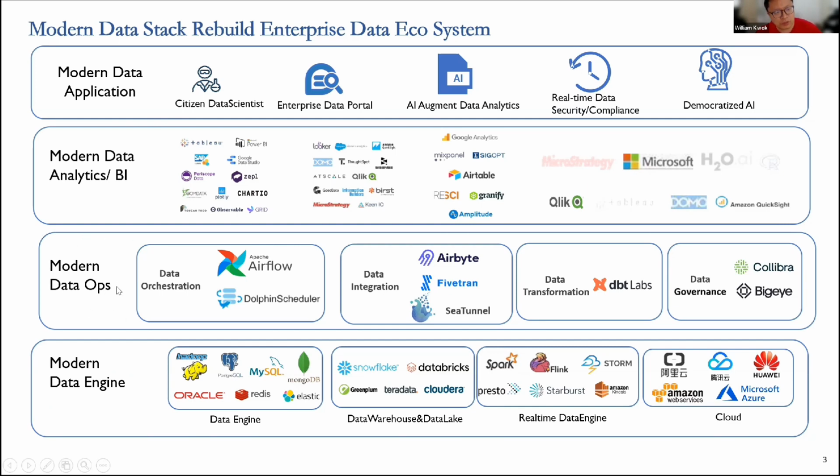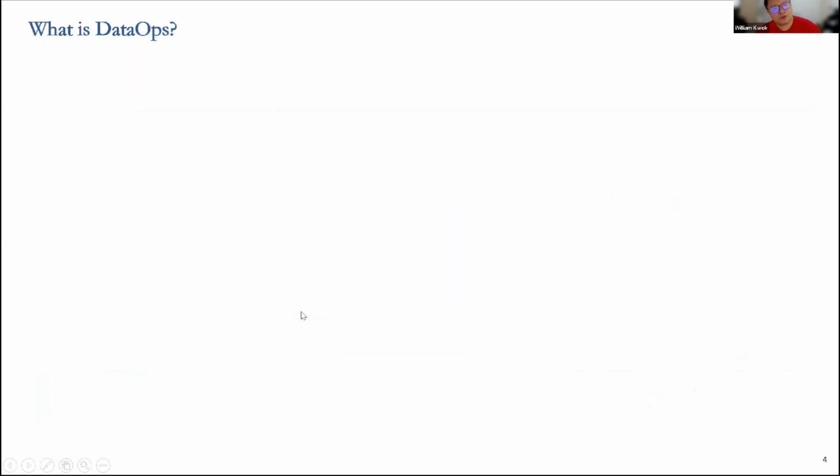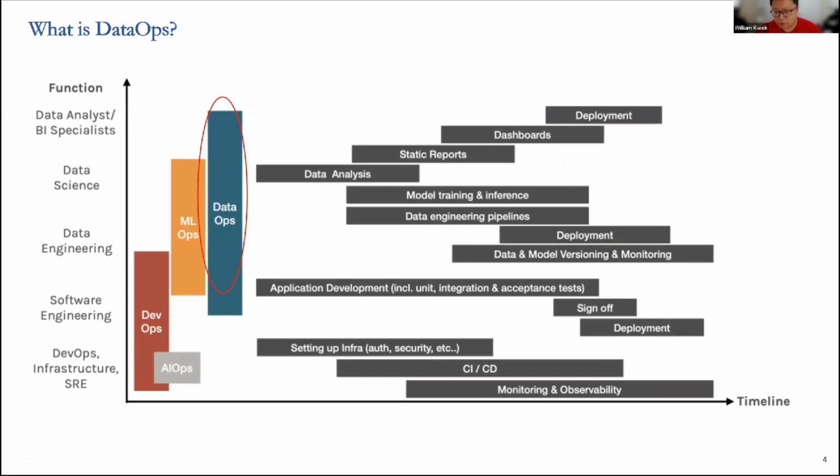Then there's a new word we call DataOps. DataOps includes data orchestration, data integration, data transformation, and also data governance. We can see a lot of tools like Airflow, DolphinScheduler, Airbyte, Fivetran, SeaTunnel, DBT, or Collibra, Bigeye in DataOps. So here is a very big picture of all the things. Let me try to show you.